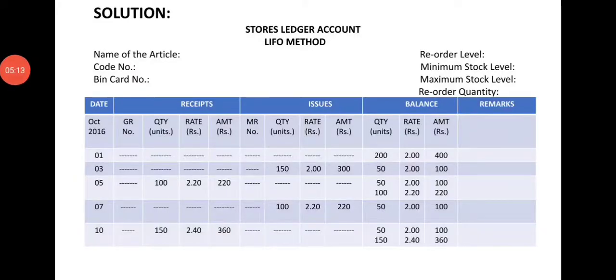First we will write down the format. On the top we will write down the company's name. Next we will write down the stores ledger account. Under that we will write down the method. Here it is the LIFO method. On the left hand side we will write down the name of the article, next code number, and then bin card number. On the right hand side we will write down the stock levels, that is reorder level, minimum stock level, maximum stock level, and also reorder quantity, that is EOQ.